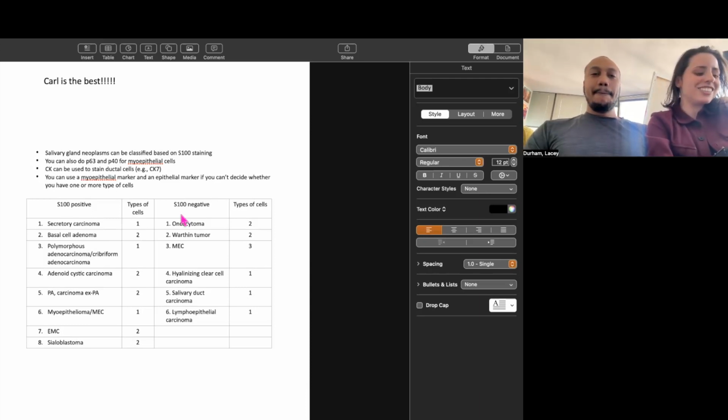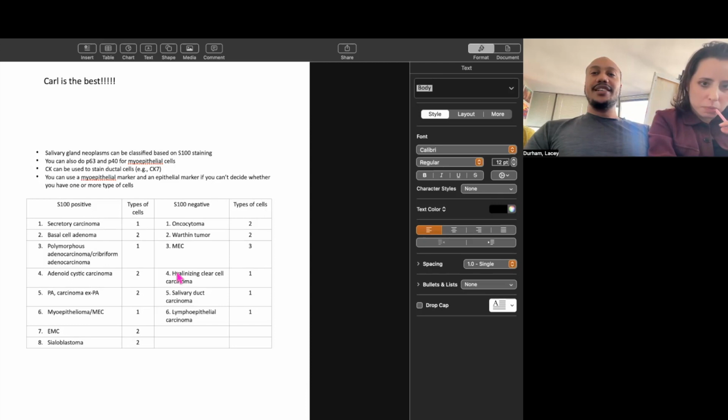And so he tells me that he orders the S100. And I'm like, okay, yeah. So now you'll be able to know for sure that it's not secretory carcinoma. That's the worst thing it could be. And then the next day, the S100 comes out, and he tells me that before the S100, he also did CK7 and p63 because he wanted to know if it's just one population or two populations of cells.